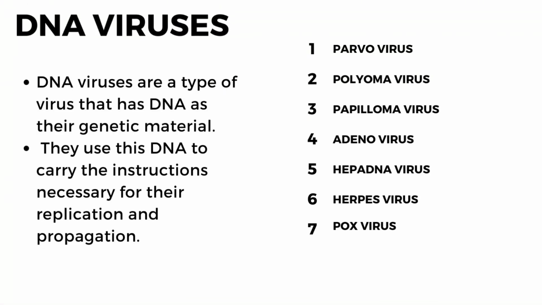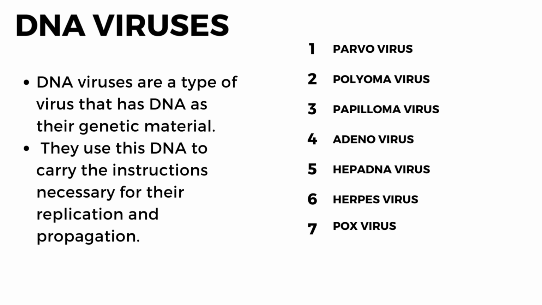DNA viruses. Why are they called DNA viruses? Because they are a type of virus that has DNA as their genetic material. They use this genetic material to carry the instructions necessary for replication and propagation. DNA is converted by the process of transcription into messenger RNA, and then messenger RNA is translated into different proteins, and these proteins are required for the replication or growth of new viruses.